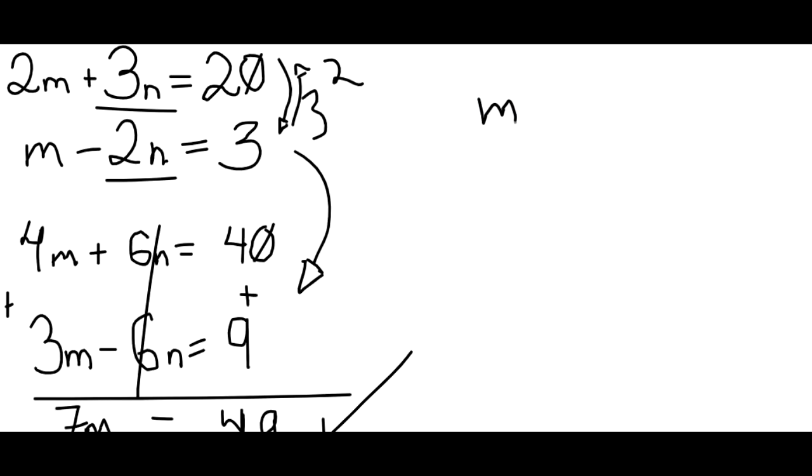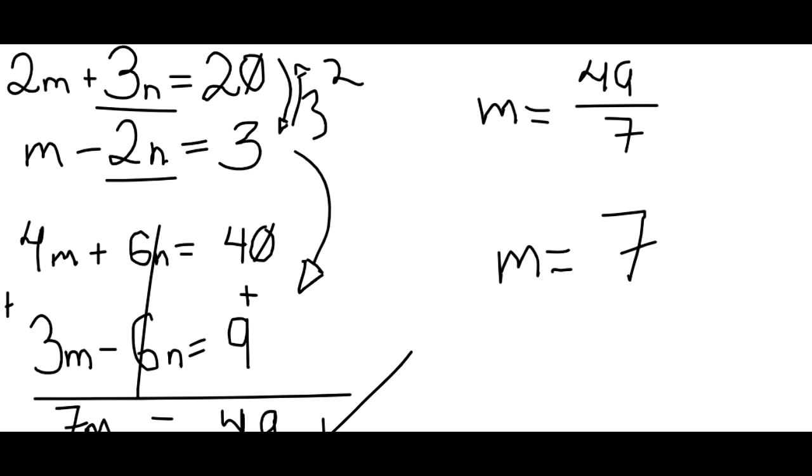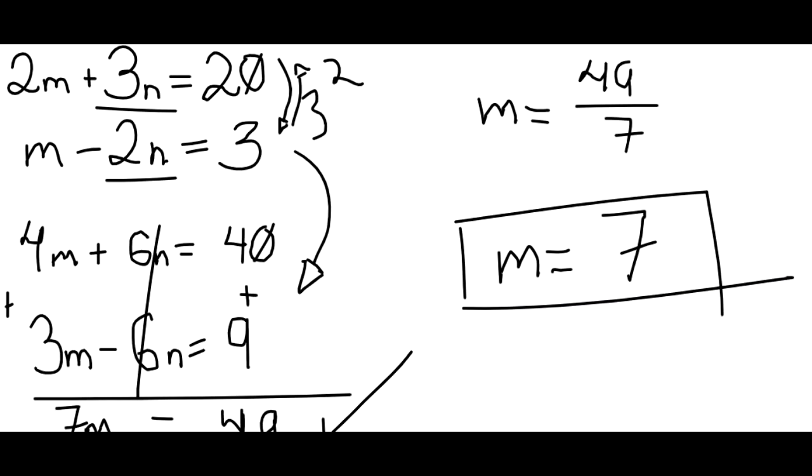So m equals, well, we need to divide 49 by 7. And the result is really simple: 7. Well, we substitute this m, and now the result is 7, just like that. But what about the n? We need to get the result of n, right? Because if not, it's incorrect. So let me check like this.